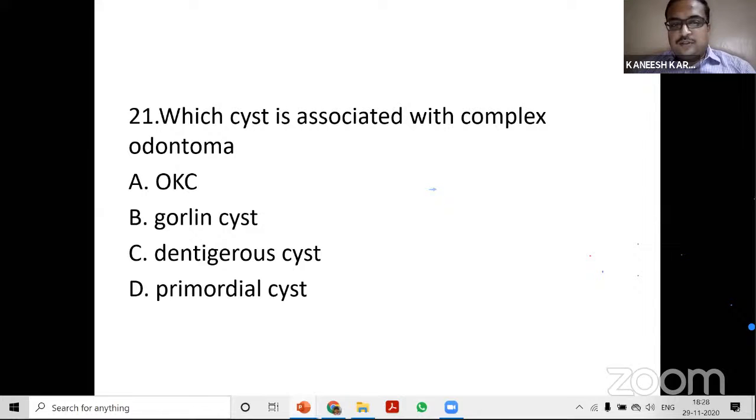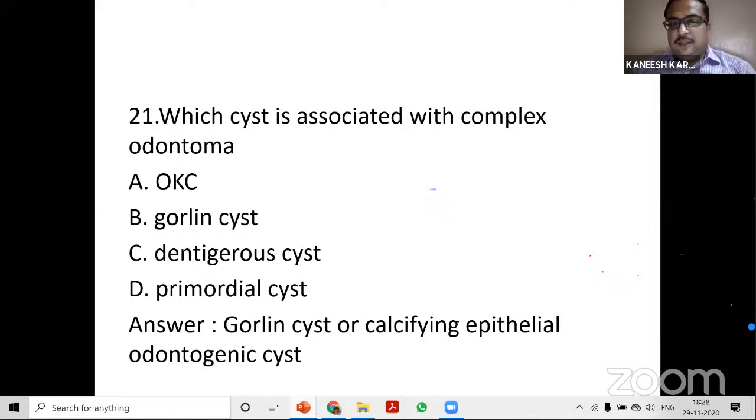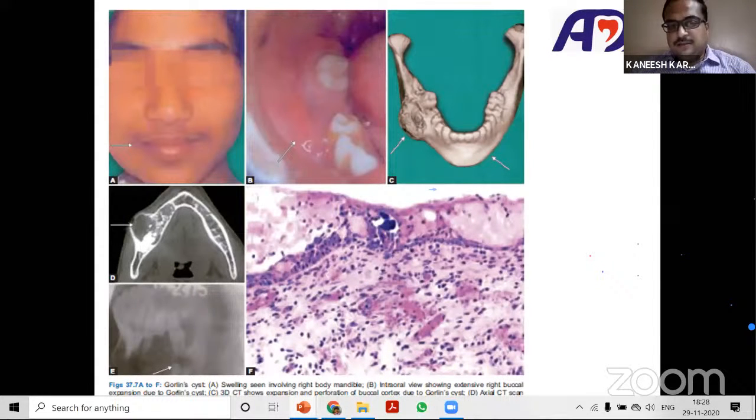Which cyst is associated with complex odontoma? You can see various responses. It is Garland cyst, okay, or calcifying epithelial odontogenic cyst. This is a Garland cyst. Okay, it is calcifying epithelial odontogenic cyst.